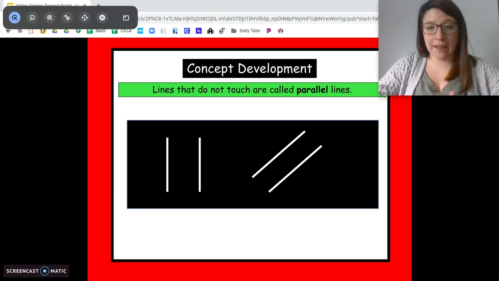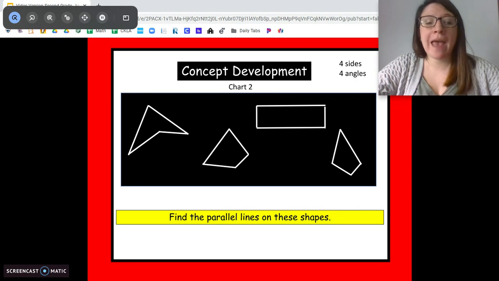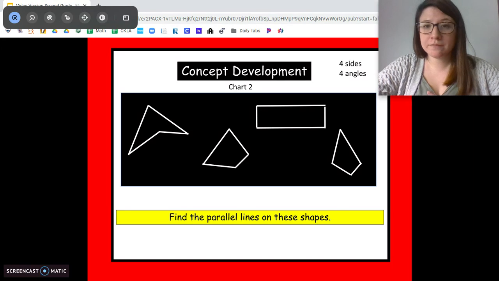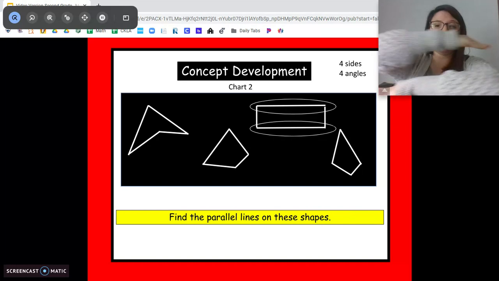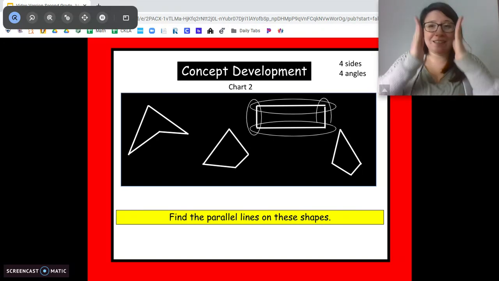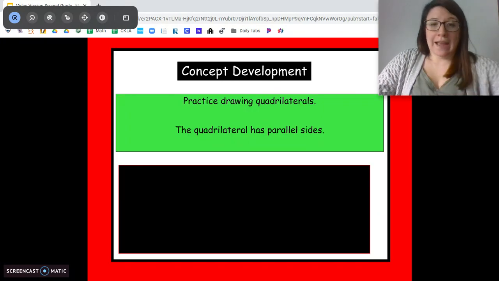Those are parallel lines. Which one of these shapes has parallel lines? Good. That one right there. Those 2 lines are never going to touch. They're parallel. It also has another set of parallel lines. These 2 lines are never going to touch. They're parallel. Good. All right.